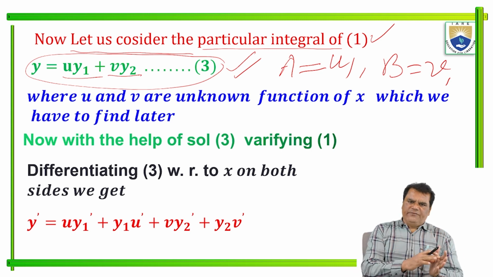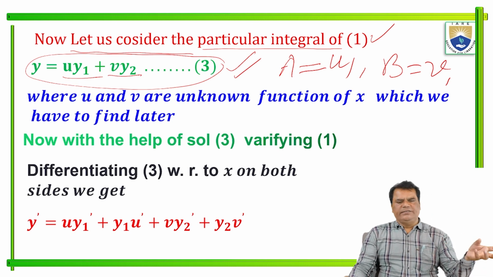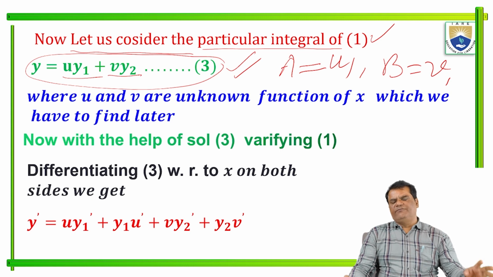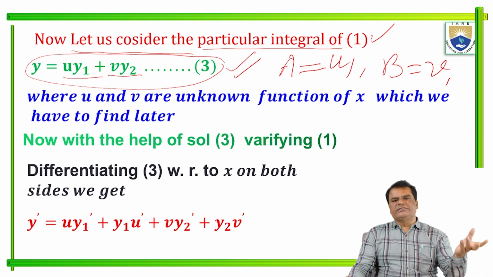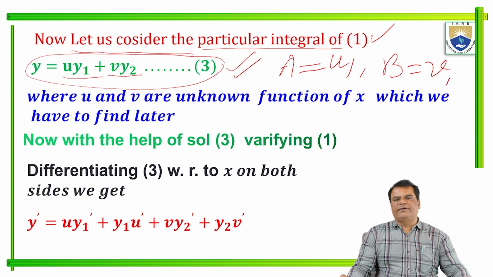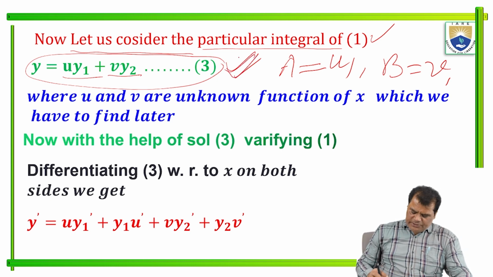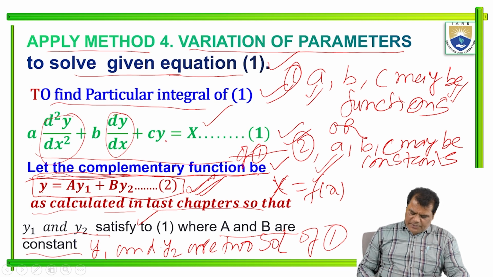Now the complementary function plus the particular integral is the complete solution of the given differential equation. First, y equals a y1 plus b y2 is the complementary function of our given differential equation. Now, in place of the constants, we put some functions: a converts into a function u and b into a function v. The linear combination of the functions and solutions, u y1 plus v y2, is the particular integral. So equation 3 is the particular integral and equation 2 is the complementary function.